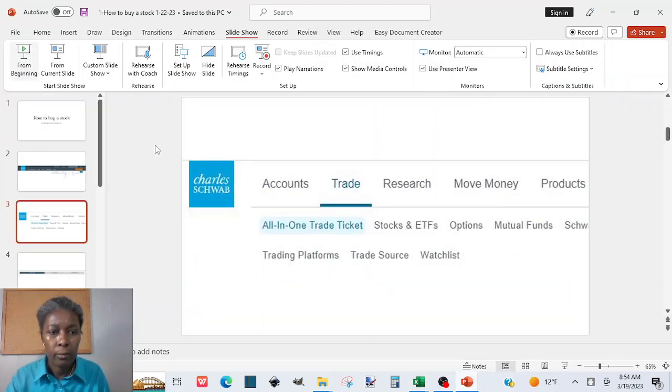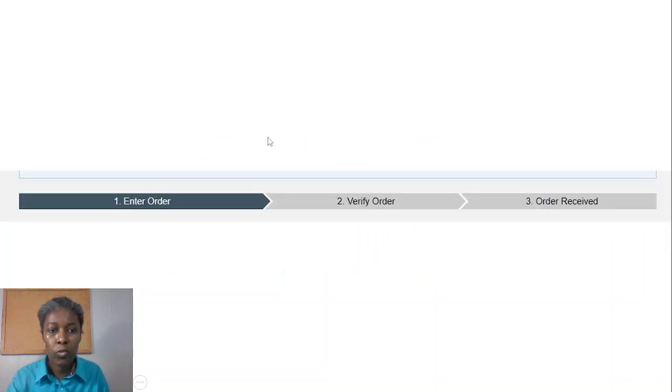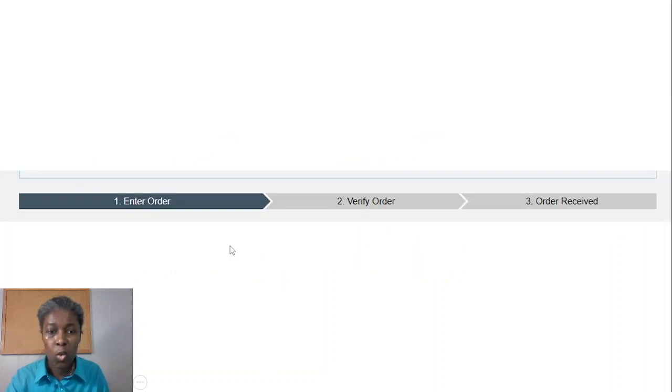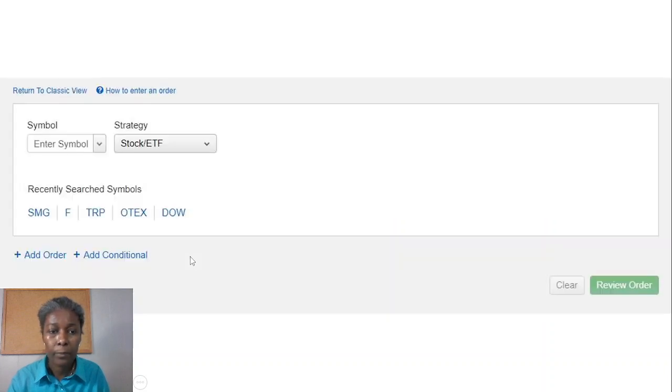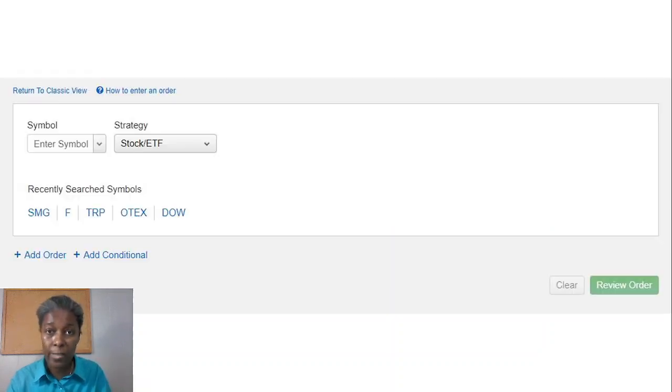and you log in and you click on trade. So under trade, when the trade page opens for you, you'll have a symbol section. You will enter the symbol of the stock that you want to purchase. So when the page opens, they'll show you the steps that you need to complete to place your order.